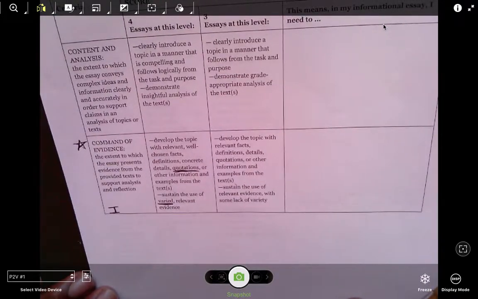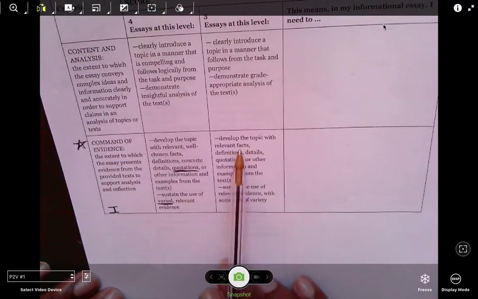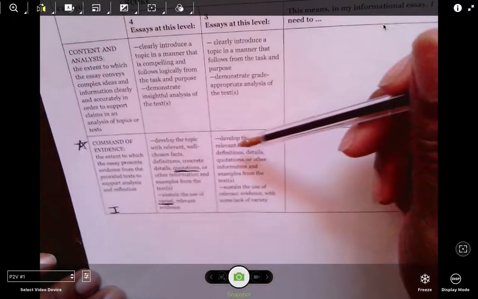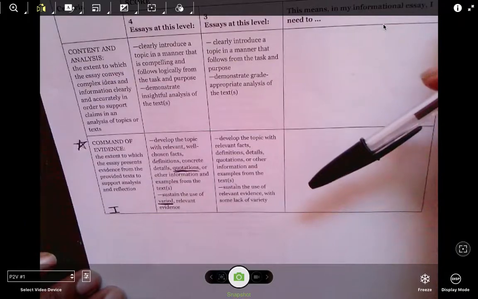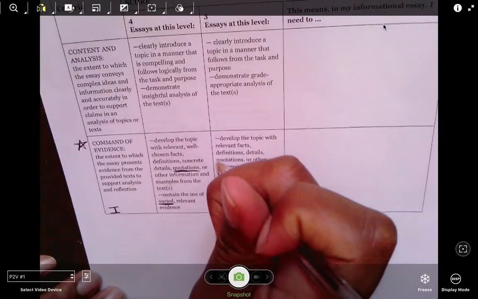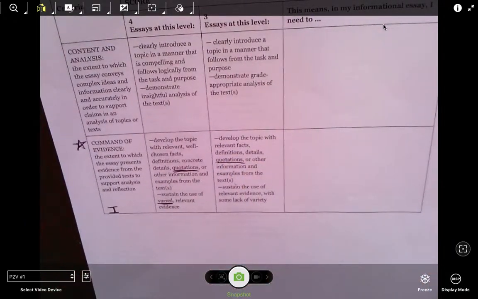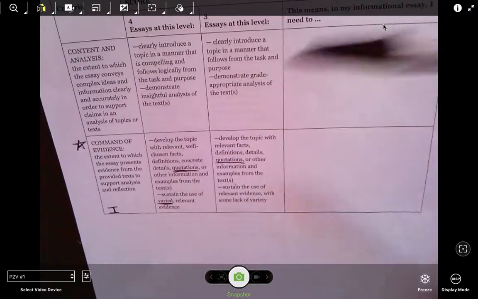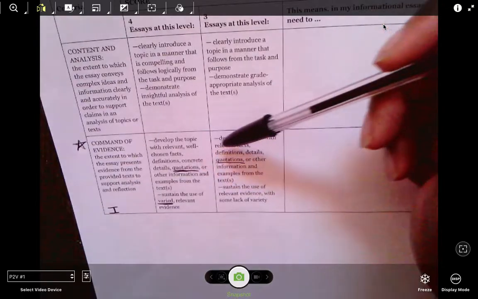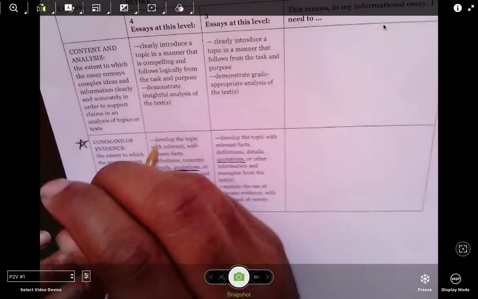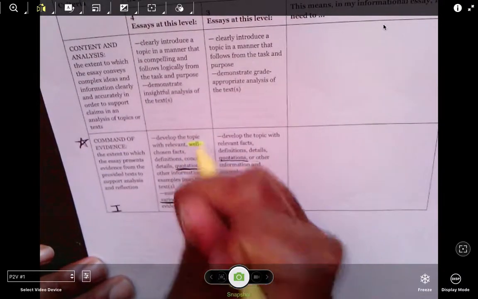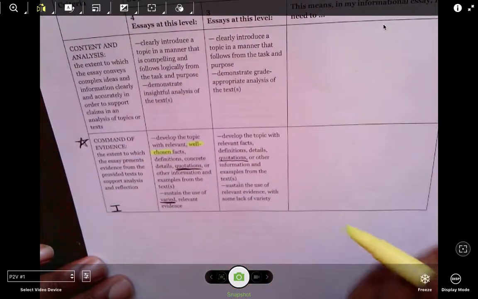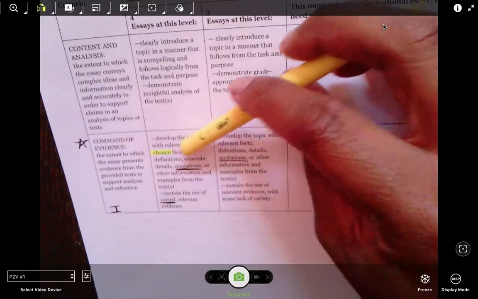Now, if you don't get a 4 and you get a 3, it's because you have to develop the topic with relevant facts, definitions, details, quotations. There's that word again. Or other information and examples from the text. So these are basically the same. Let's see if there's any difference. The main difference I see, with my highlighter here, is well chosen. Here it just says relevant facts.